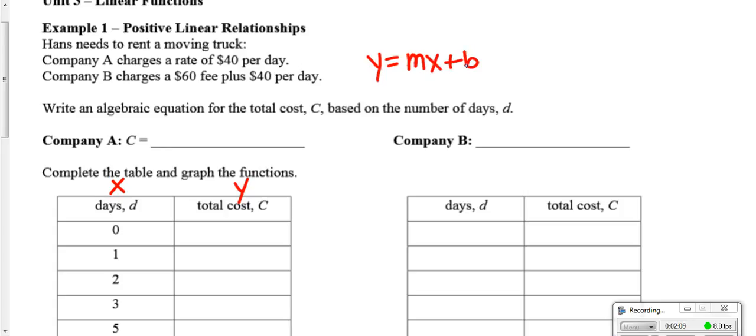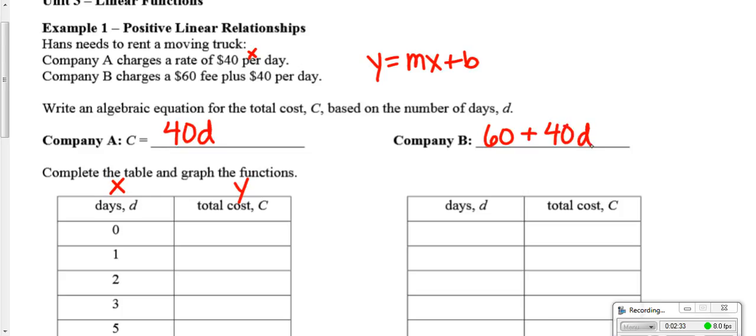So company A, they have a rate of $40 per day. Per means to multiply. Okay, so it is 40, and then we're going to multiply it by D. So again, days are D. Then for company B, they have a $60 fee. Okay, so I'm just writing what I'm reading. So $60 fee plus the $40 per day.